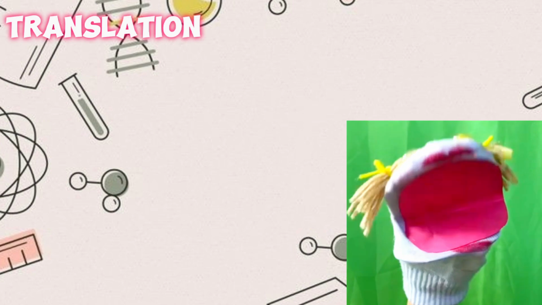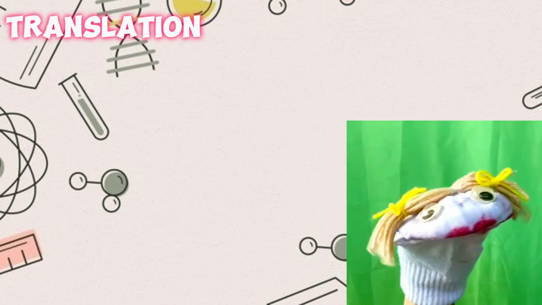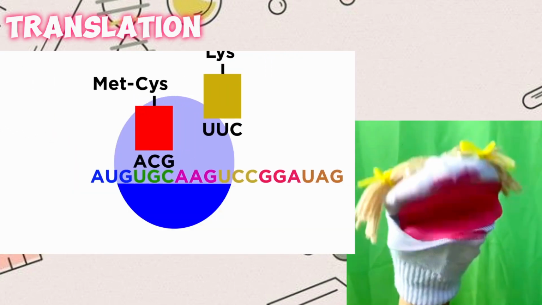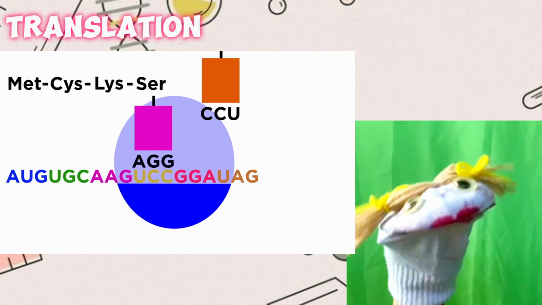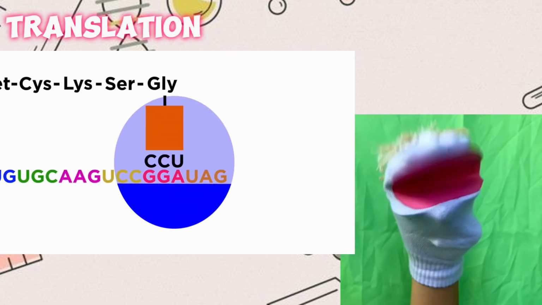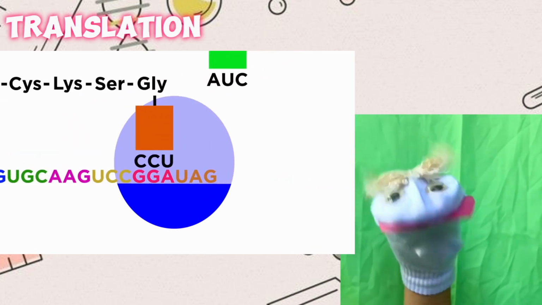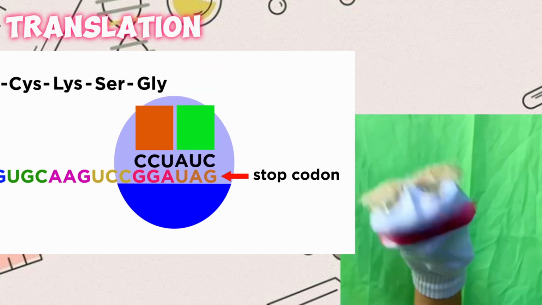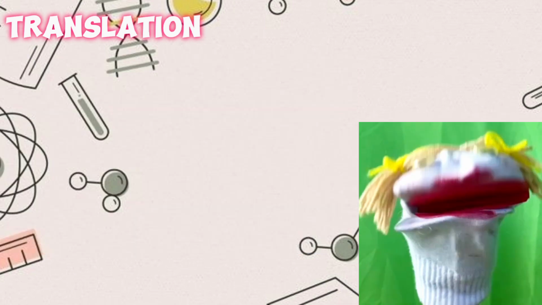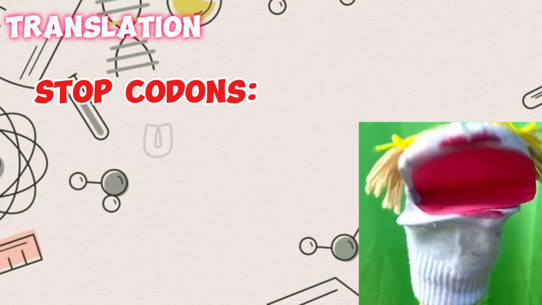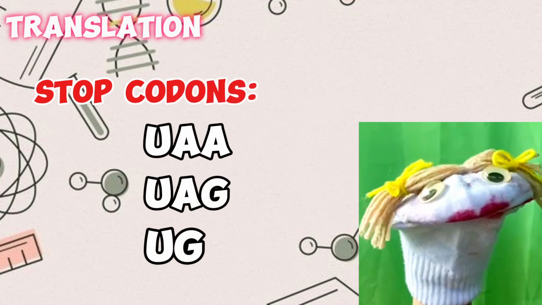The first tRNA moves to the E site, transferring the amino acid to the next tRNA that will occupy the P site. The translation process will continue until the ribosome reaches the stop codon in the mRNA. The stop codons are UAA, UAG, and UGA.